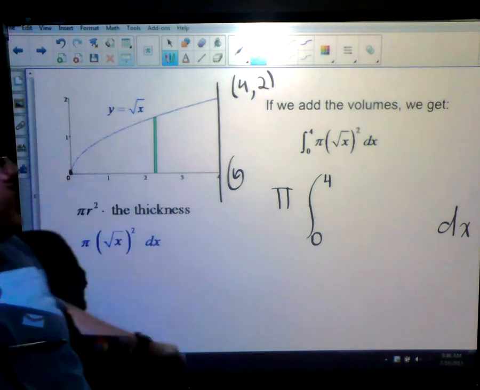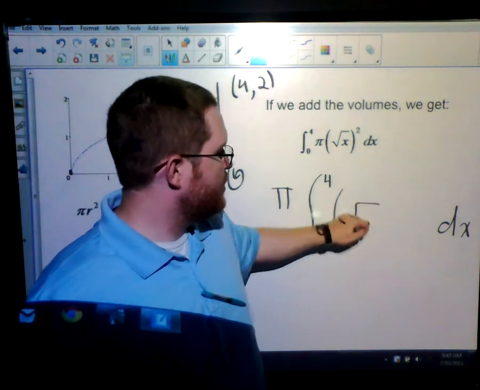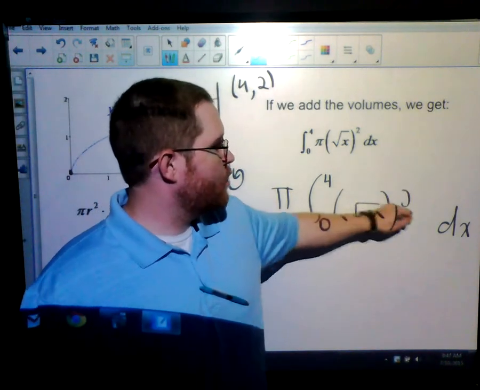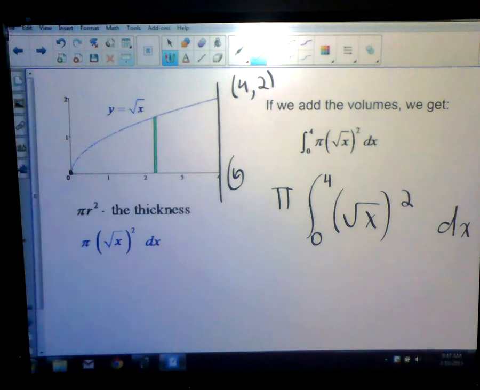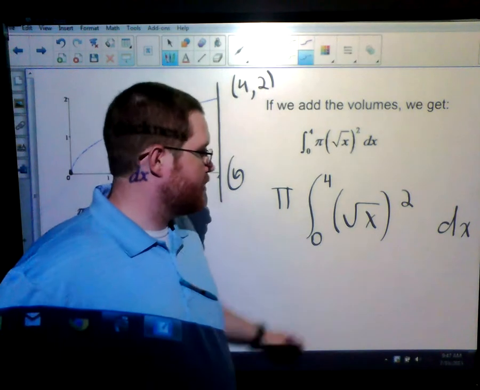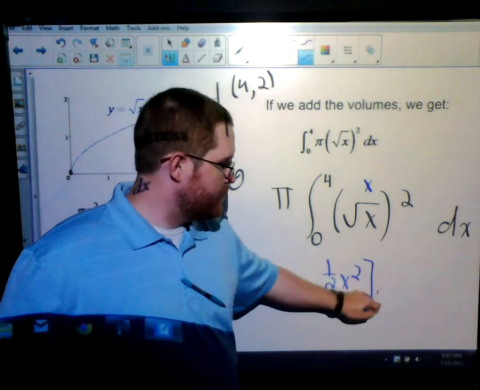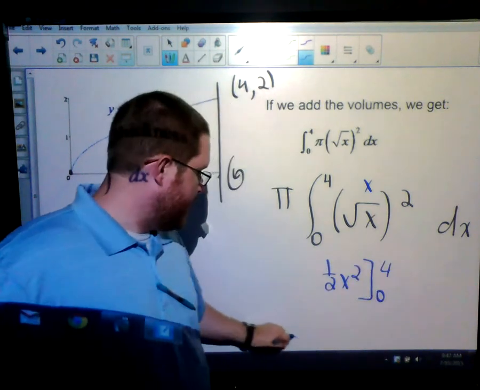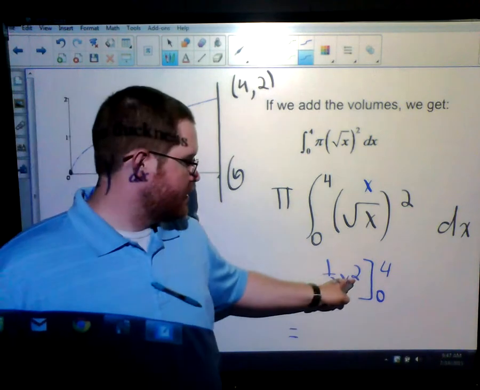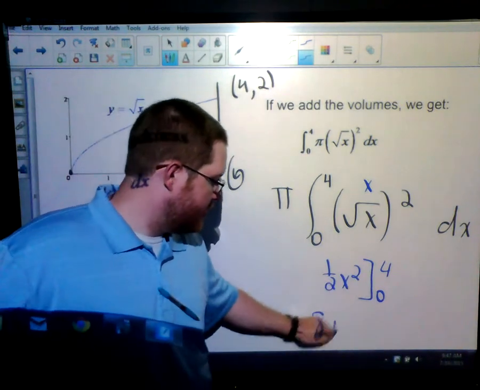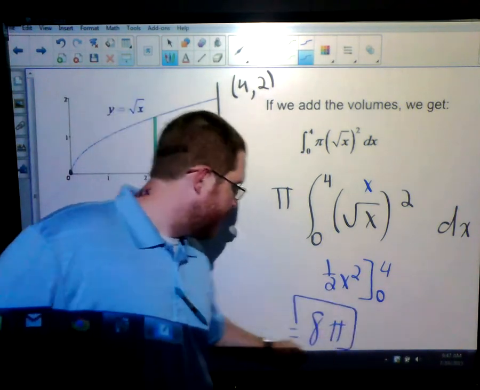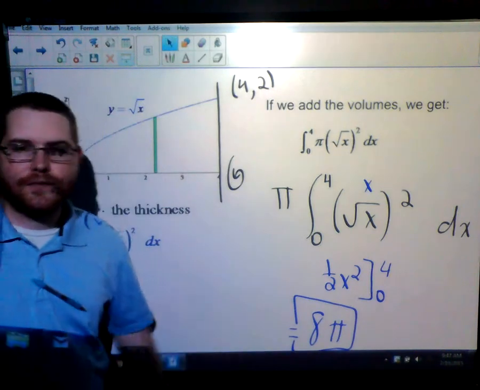What's the radius in this problem? The radius is the function. It's the square root of x, squared. Now it's a simple problem. This is x. That makes 1/2 x squared, evaluated from 0 to 4, which makes 16, half of 16 is 8 pi. The volume of that shape is 8 pi.